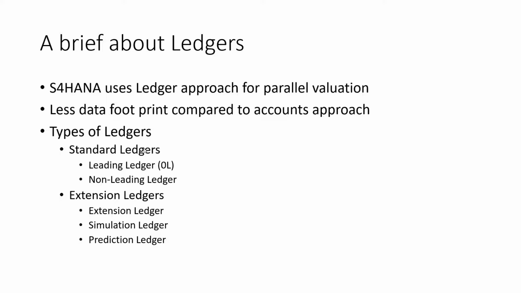For defining a predictive ledger, controlling must be activated in the company code, and commitment management should be active in the controlling area. So these are the prerequisites for enabling a predictive ledger in the company code.